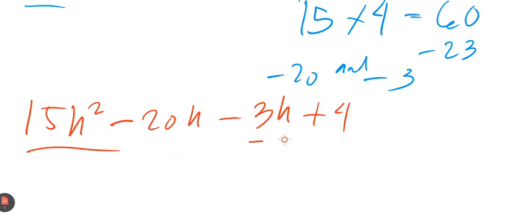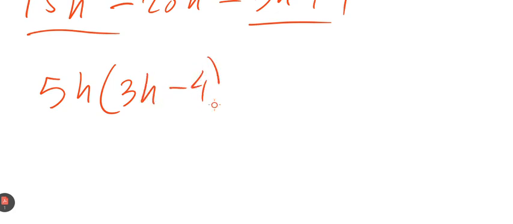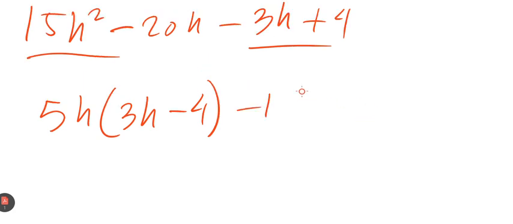Okay, so let's try to regroup that one. That's going to give us the answer of 3. Yeah, this one's going to be 5h, 3h minus 4. The other would be 1. Looking at that one then here, 1 and 3h minus 4.